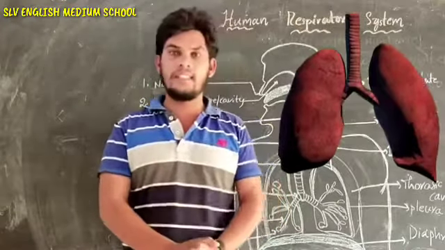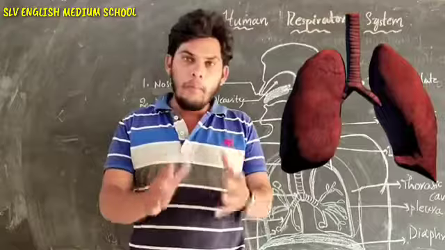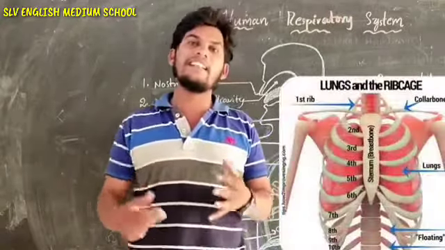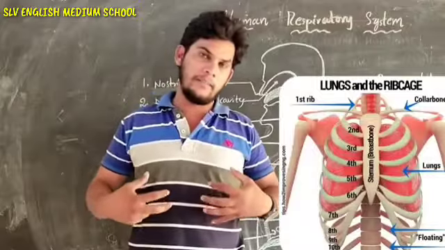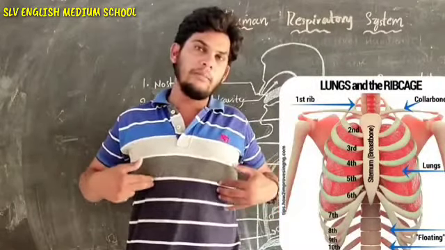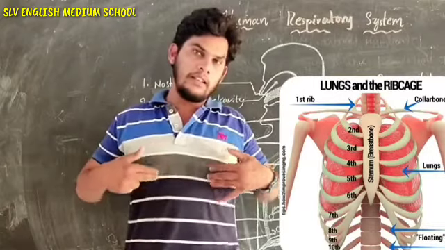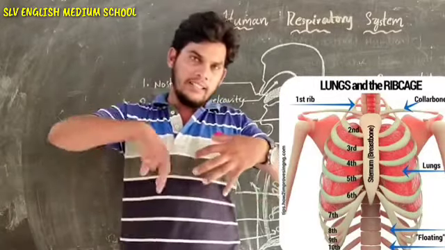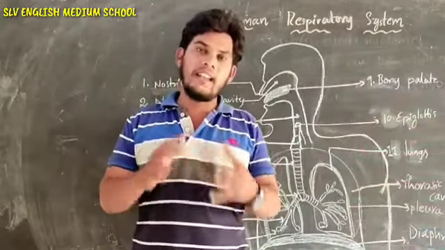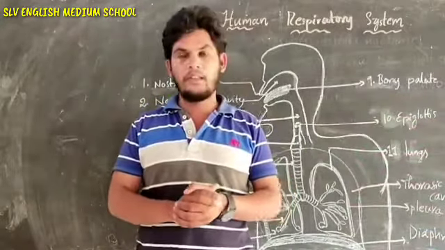In the abdominal cavity, the stomach is located. These lungs are located inside the rib cage. If you touch here, you can observe some hard bones like a cage. The lungs are located inside the cage. This rib cage protects the lungs from damage.